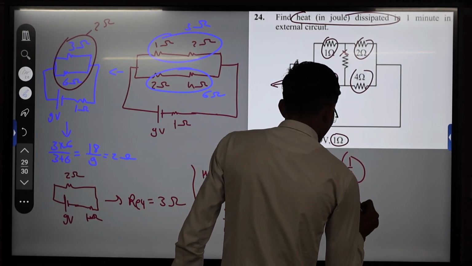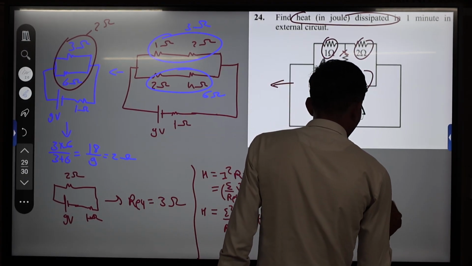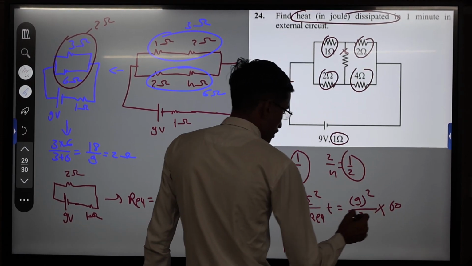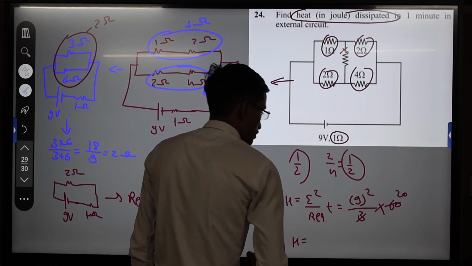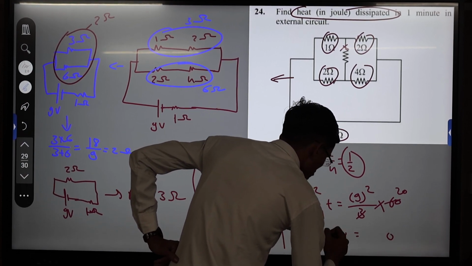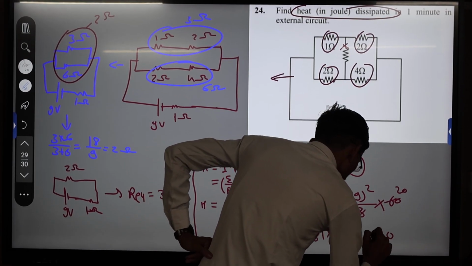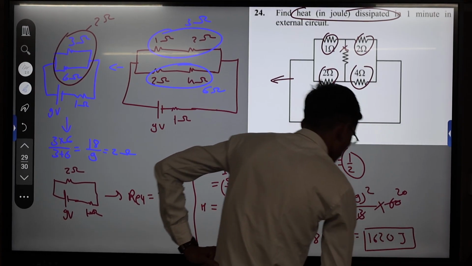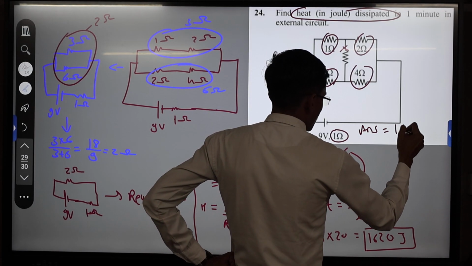So put all the data and solve for H. The value of EMF is 9, R equivalent we found is 3, and the time is 1 minute, which is 60 seconds. So 3 into 20. H is equal to 9 square, which is 81, into 20. So this will become 1620 joule. So the answer of this is 1620 joule.